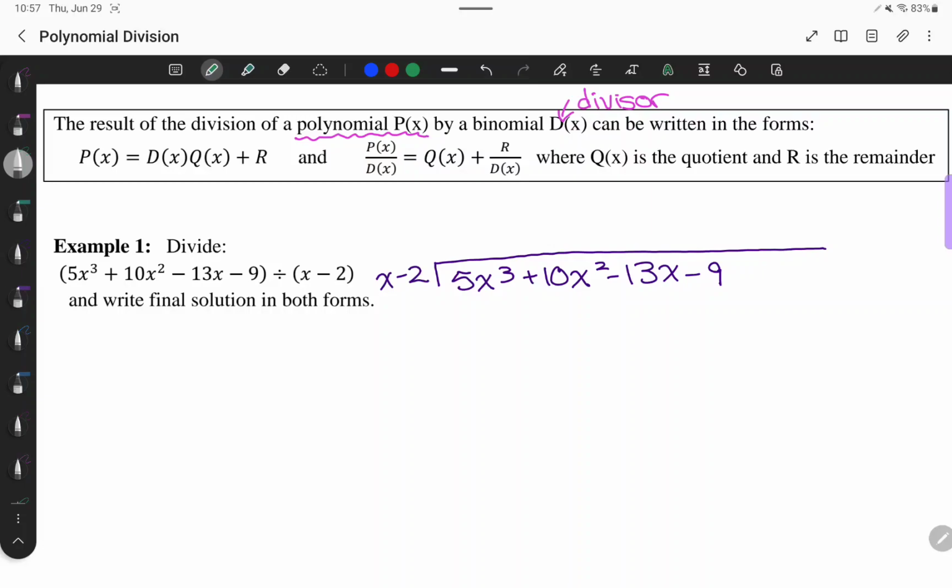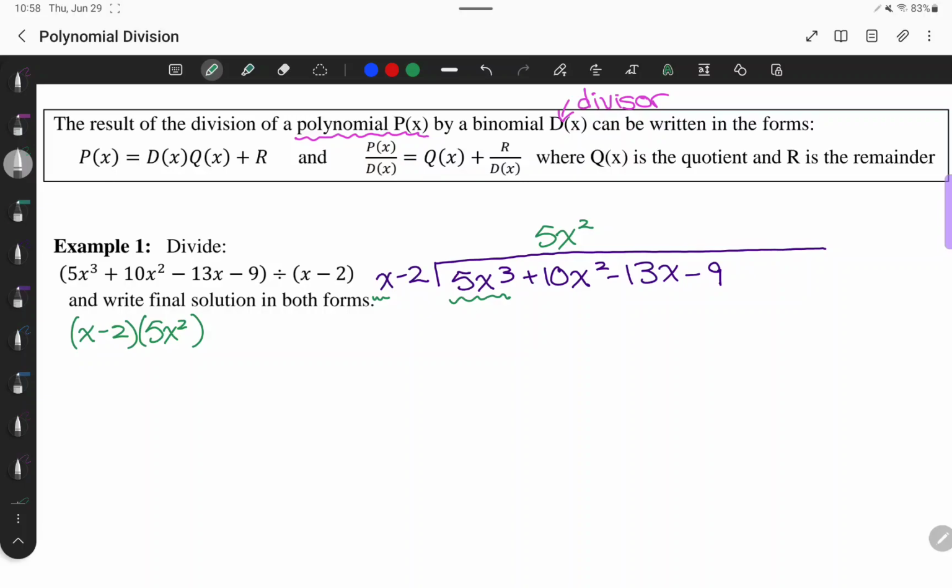So we're going to do the same steps, and we're going to ask ourselves, what would we need to multiply by to fit in a 5x cubed? I recommend just look at the x, look at the 5x cubed. We'll deal with the other number afterwards. 5x squared times x would give us 5x cubed. So we'll start with a 5x squared, and I'm just going to write it to line up the same way we do with numbers. Now we need to do our multiplication step. So what is, I'll write it on the side, x minus 2 times 5x squared.